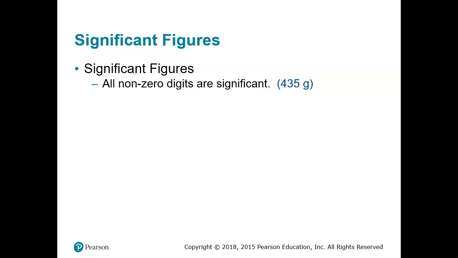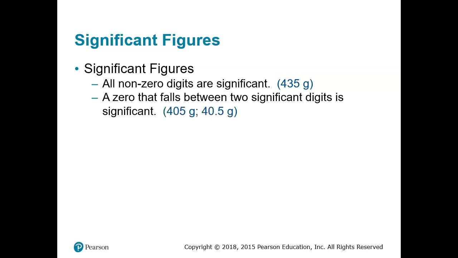So let's look at some other guidelines. When it comes to significant figures, any digit that is not a 0, we can automatically assume is a significant digit. Otherwise, we wouldn't report it. If we have zeros that fall between non-zero numbers, they are significant as well. So in both of the cases here, 405 and 40.5, that 0 is a significant digit.